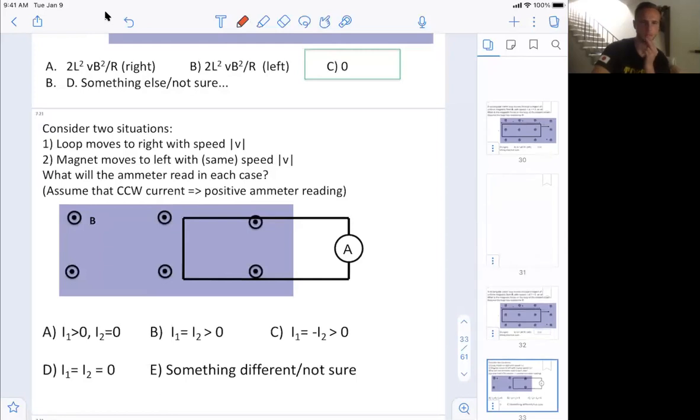Okay, if you haven't voted already, we'll run the clock for 10 more seconds. All right, let's close this and take a look.